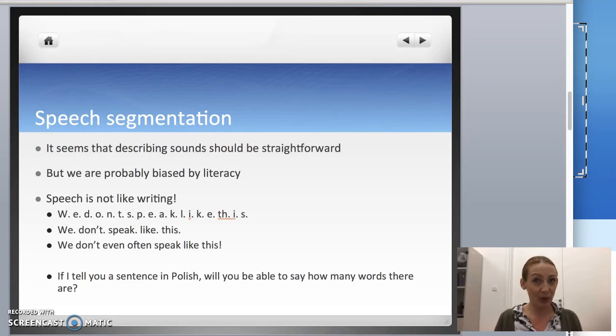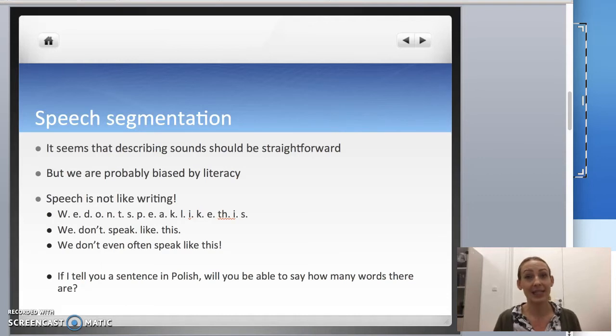But really what we're doing when we're talking about sounds like that is we're being biased by our ability to write. When we learn to write, we get this idea of separate sounds, each of which is represented by a separate letter. But in fact, when we speak, we don't speak in letters. And this is something that we'll talk about a lot when I see you in the next lecture.